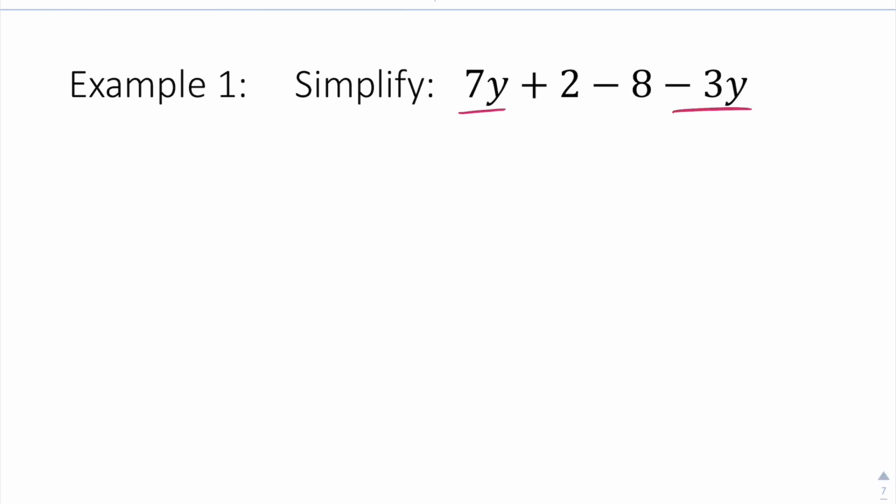Keep in mind that's a negative. Okay, those are like terms because they both have a y. Then I have 2 and negative 8. Keep in mind that's a negative. I have 2 and negative 8. Those are like terms because they're both constants.